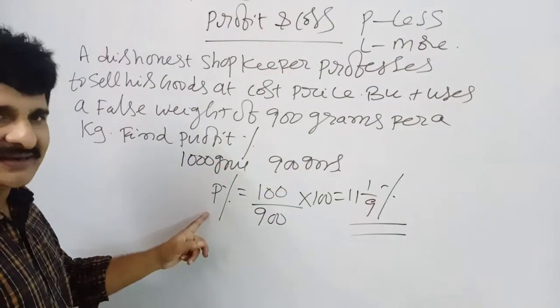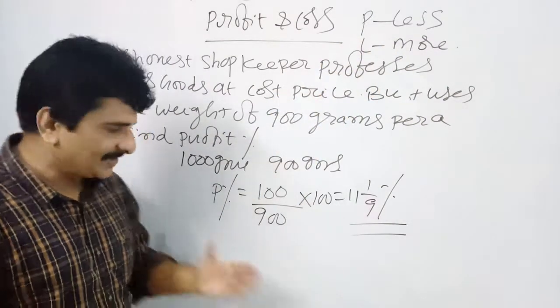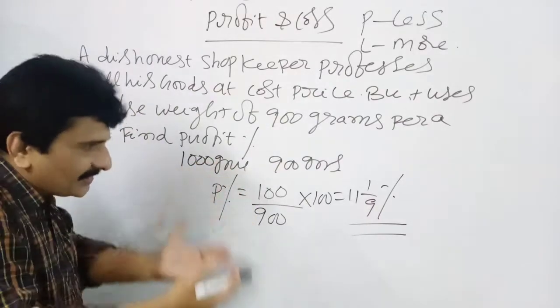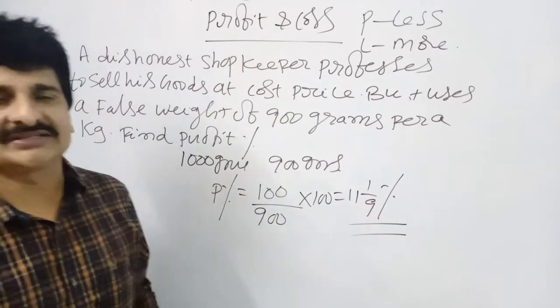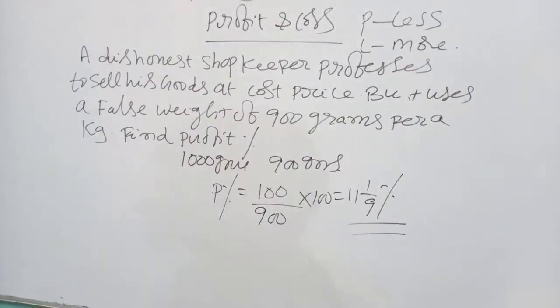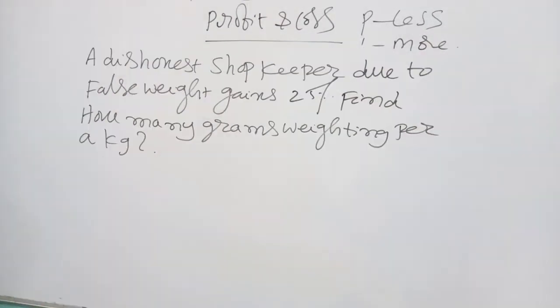For 1000 grams, he is giving only 900 grams. So the profit is 100 grams. Profit is obtained, so the less value will be the CP. So I have to write by 900. So 100 by 900 into 100. So the answer is 11 1 by 9%. Next, we will go for the next question.